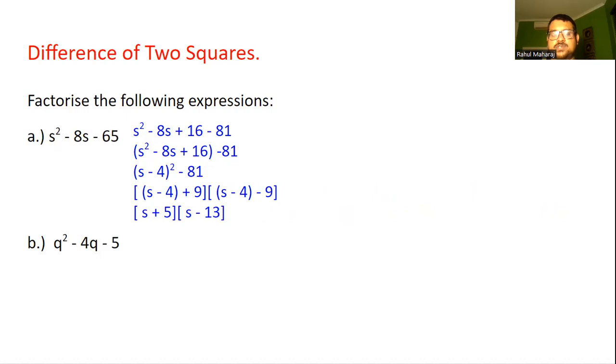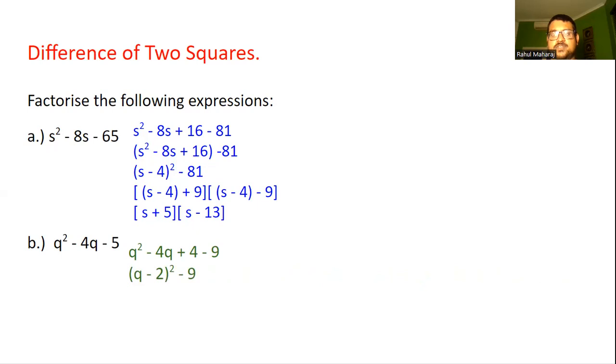In B, we have q squared minus 4q minus 5, which we can factor out the same way. So doing that, we can write it as q squared minus 4q plus 4 minus 9, because if you add those two numbers, they will give you a minus 5. And q squared minus 4q plus 4, from our knowledge of squaring binomials, we know can be written as q minus 2 all squared minus 9.